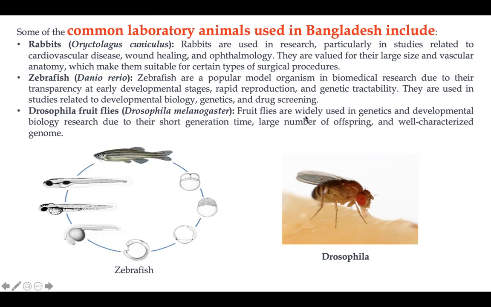And the Drosophila or fruit flies are really common in our experiments. Fruit flies are widely used in genetics and developmental biology research. In genetics especially, they are used more due to their short generation interval, large number of offspring or higher prolificity, and well-characterized genome. The genome sequence here as well is really well characterized, and that matches with the genome sequencing of human. So that is why they are of prime importance as lab animals.